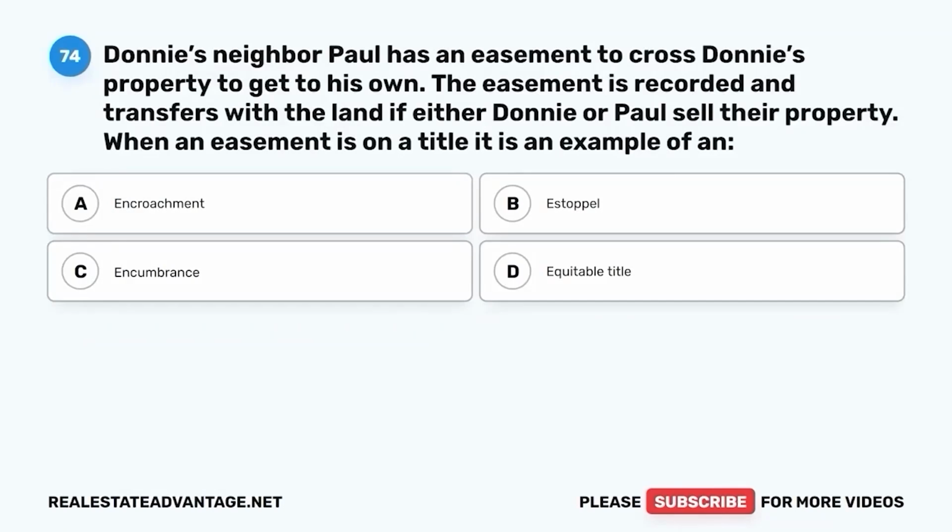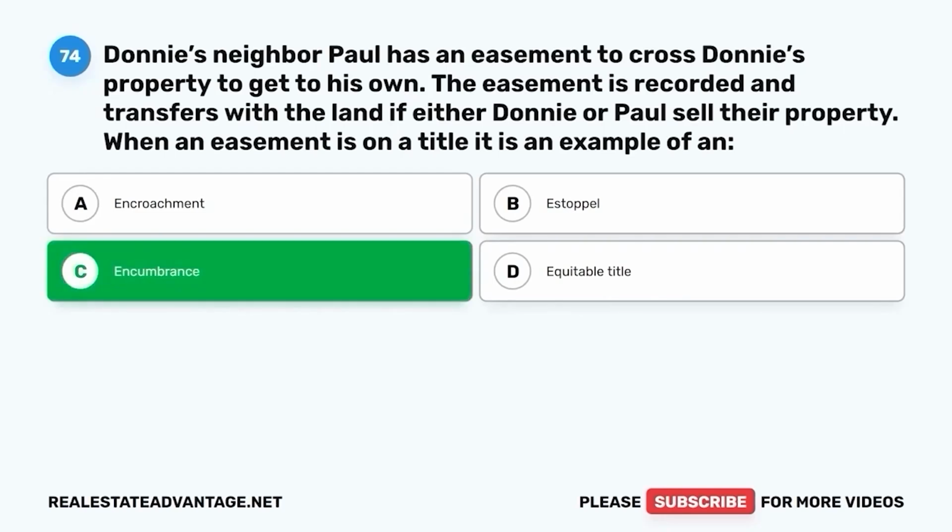Question 74. Donnie's neighbor Paul has an easement to cross Donnie's property to get to his own. The easement is recorded and transfers with the land if either Donnie or Paul sell their property. When an easement is on a title, it is an example of an A. encroachment, B. estoppel, C. encumbrance, D. equitable title. The correct answer is C.